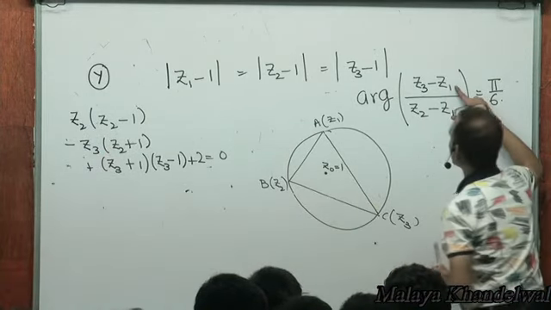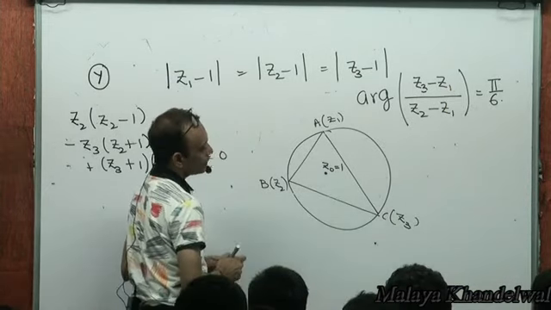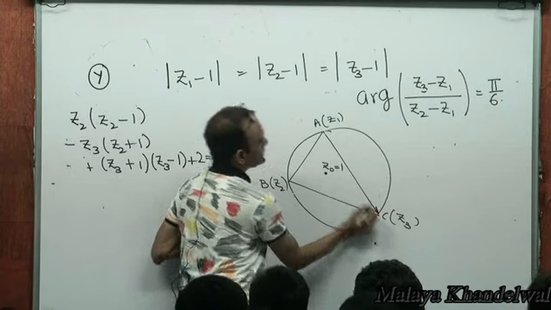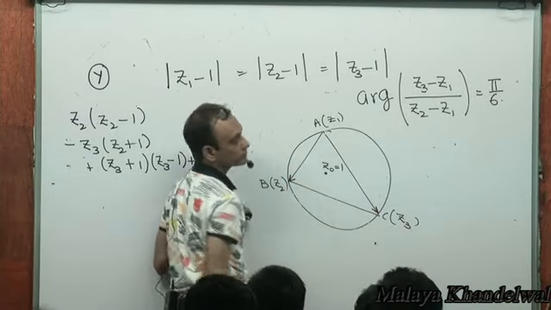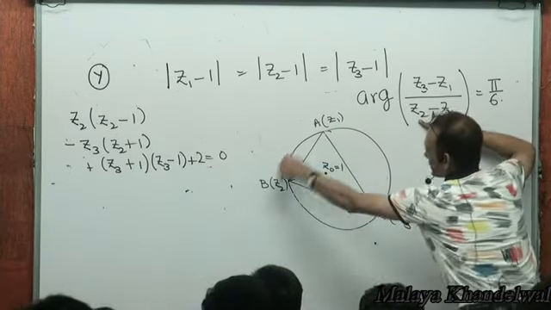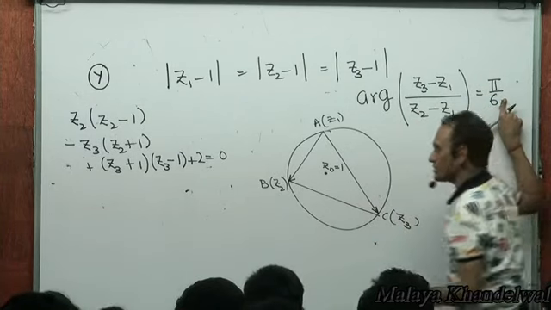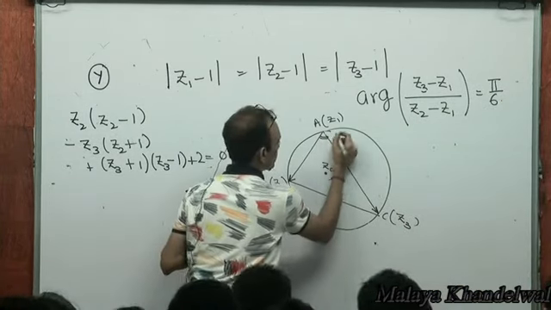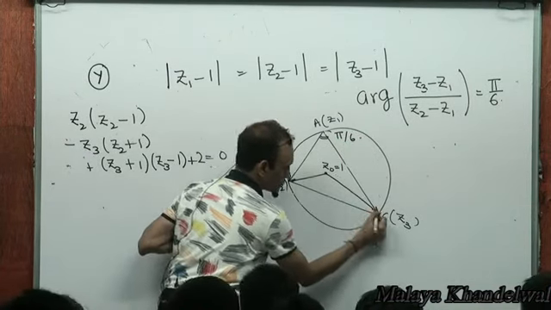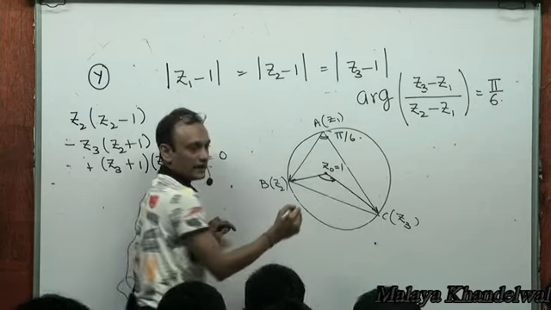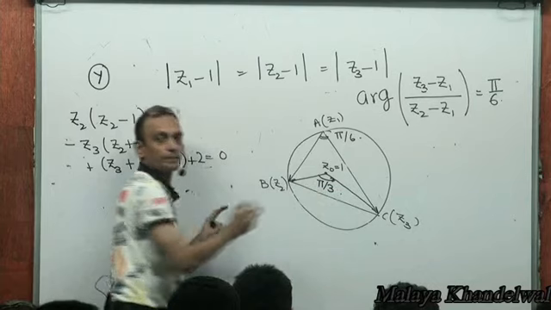Now, let's look at this. What is z3 minus z1? z3 minus z1 is this vector. What is z2 minus z1? Is this vector. The amount by which you must rotate the denominator vector so that it coincides with this numerator vector is 30 degrees, pi by 6. Now, if that is pi by 6, what is this? Angle at the center is twice the angle on the circumference. So this is pi by 3. Clear?